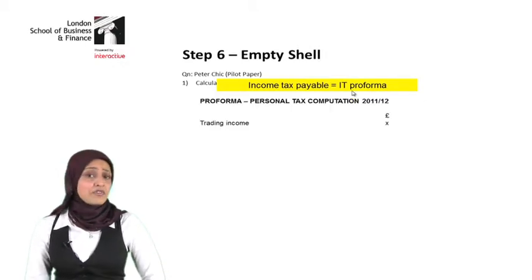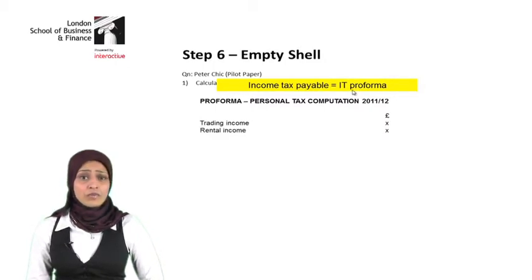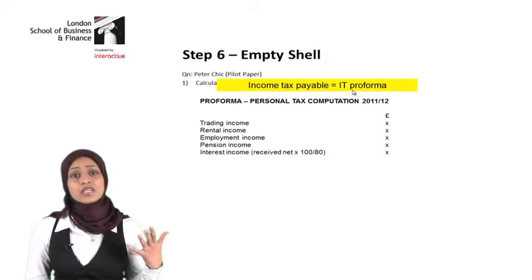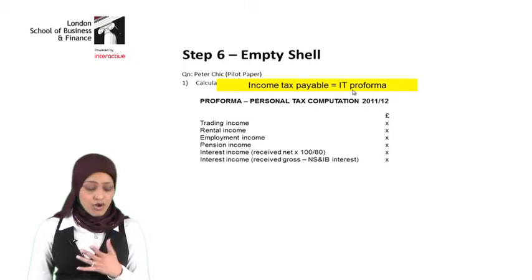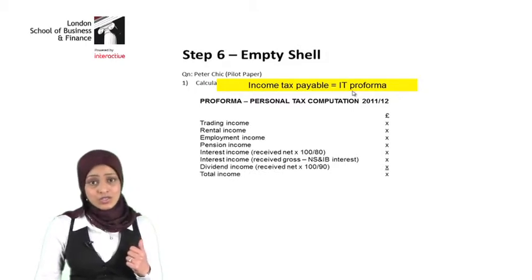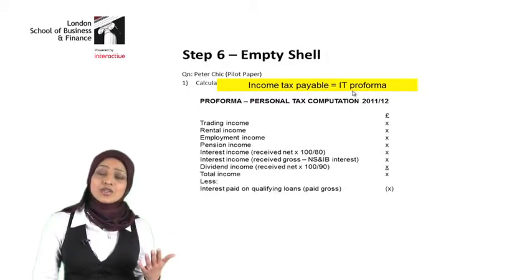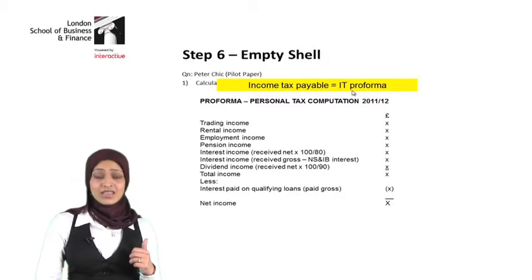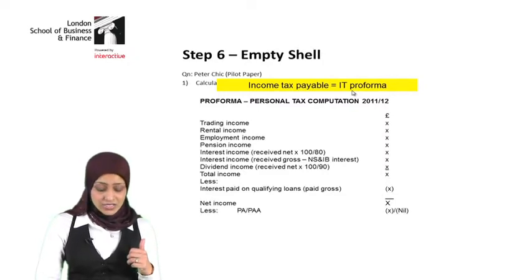We have, for instance, trading income, employment income, rental income, any business income. So basically what we are doing is that we're listing down our different types of incomes that are either received net or gross. Do we need to gross them up so that we get to what we call our total income? Once we get to our total income, we will be deducting any reliefs, for instance, interest paid on a qualifying loan, to get us our net income. Once we get the net income, we can then deduct our personal allowance from there to get our taxable income.